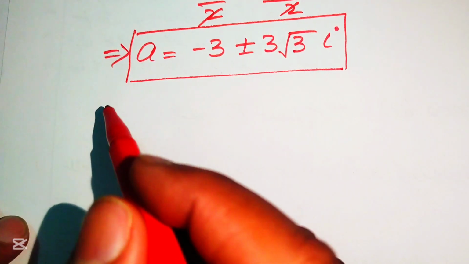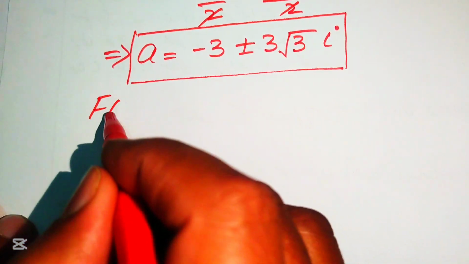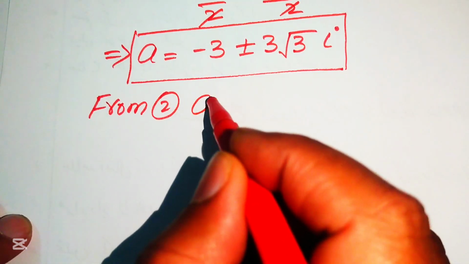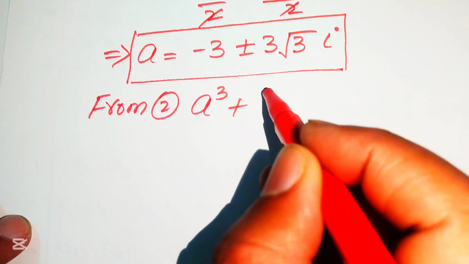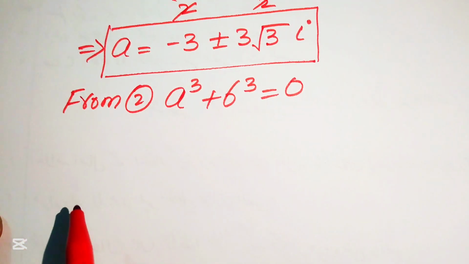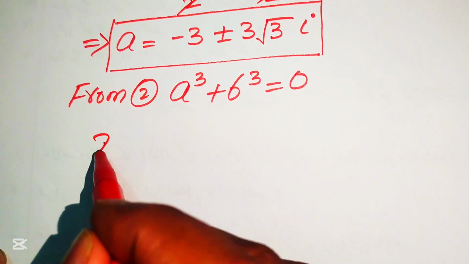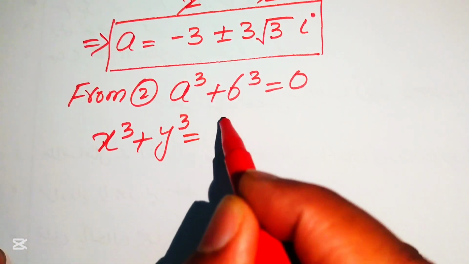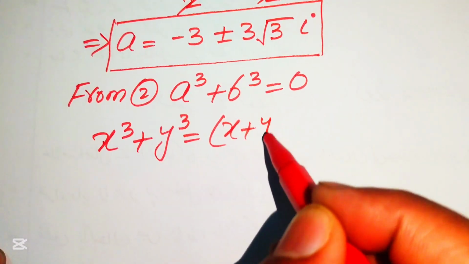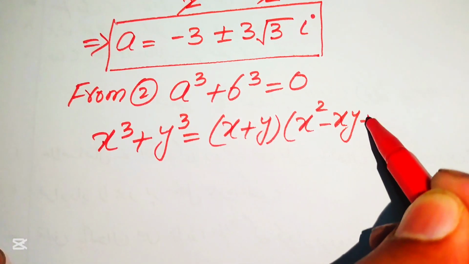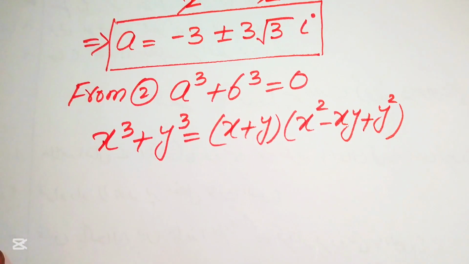And now here, in order to find the other roots, we need to focus on equation number 2. So from equation number 2 we copy down equation number 2 here. It is a cubed plus 6 cubed equals 0. And now here we can apply the other cubic formula. You know that if you have x cubed plus y cubed, it equals x plus y times x square minus xy plus y square.